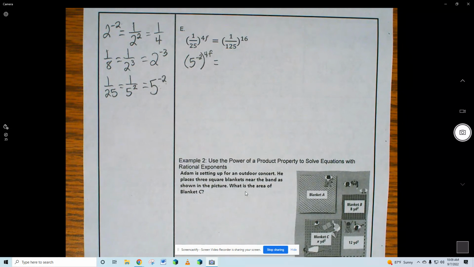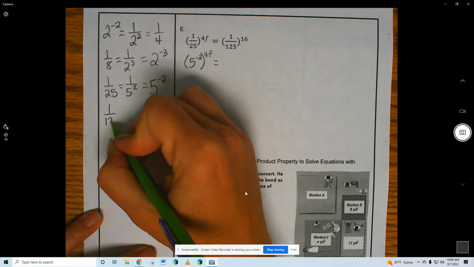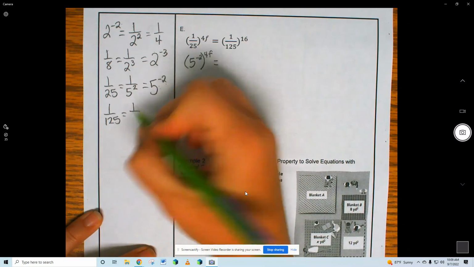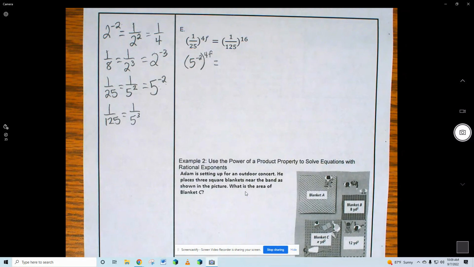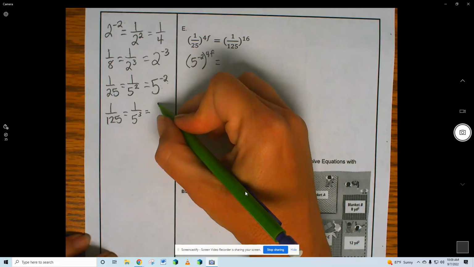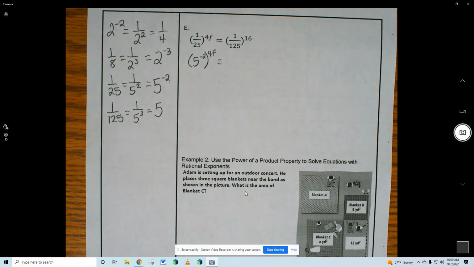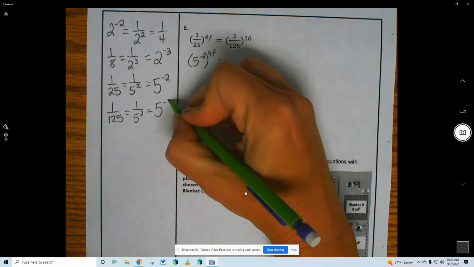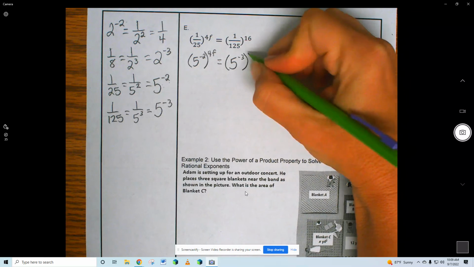Okay, tell me about 1 divided by 125. I'll do it over on the side just to keep us all like 5 to the power. It's on the board still. 5 to the power of 3. Good. Okay. So, whole number 5 to the what? Negative third. Which means this parentheses is going to be 5 to the negative third to the 16th.